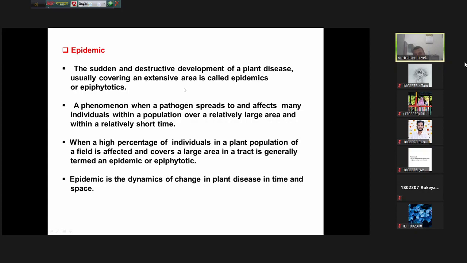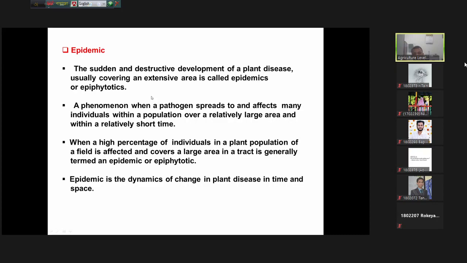What is epidemic? If you read the first sentence, you see the sudden and destructive development of a plant disease. Basically, most of our talk related with the plant epidemiology. Although the science basically developed from another things. So see here, the sudden and destructive development of a plant disease usually covering an extensive area is called epidemic. And if you relate with the plants, then we call it epiphytotics.